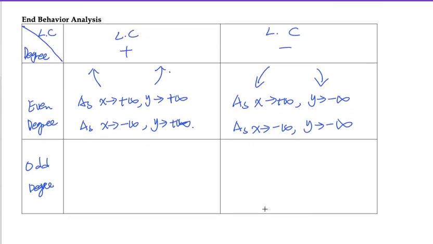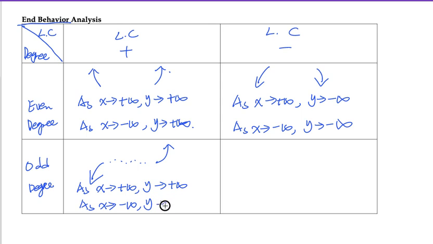But for the odd degree, let's check. When the leading coefficient is positive, the graph goes the same way as x, meaning when x is increasing on the right side, y is increasing. But the left side goes down. Whatever is in between, we don't know, and it's not something we focus on because we focus on the end behavior. So we summarize this end behavior as: as x approaches positive infinity, y approaches positive infinity; as x approaches negative infinity, y approaches negative infinity.